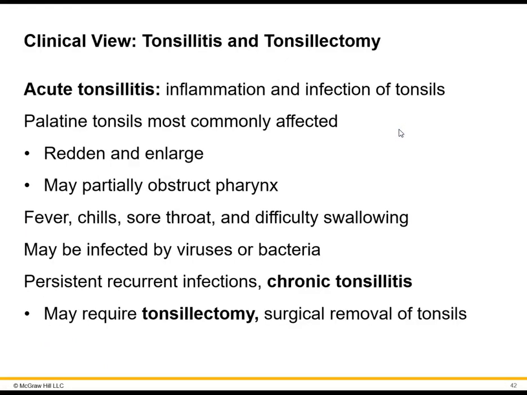Okay, that brings us to tonsillitis and tonsillectomy. So what is acute tonsillitis? This is going to be inflammation and infection of the tonsils. Most commonly affected are going to be the palatine tonsils. What you see is they get red, they enlarge, sometimes they have pus on them or exudate, and they may partially obstruct the pharynx. Fever, chills, sore throat, and difficulty swallowing are all symptoms of acute tonsillitis. Infection can be caused by viruses or bacteria, and persistent recurrent infections or chronic tonsillitis may require surgical removal of the tonsils, or tonsillectomy.